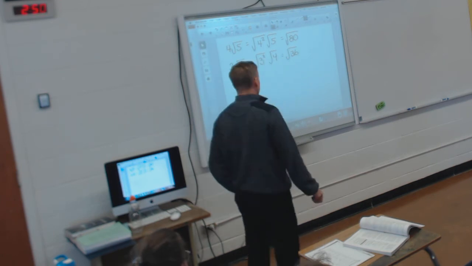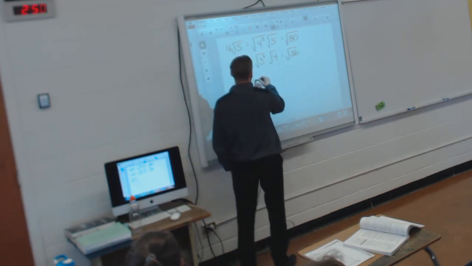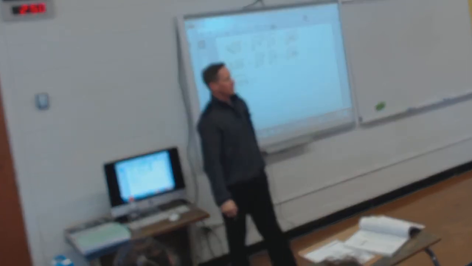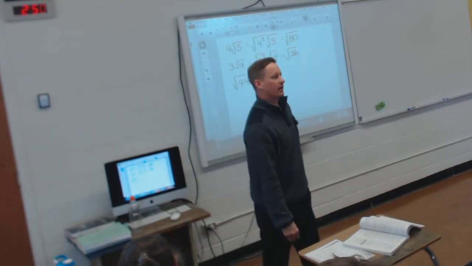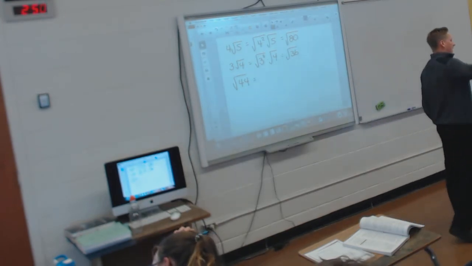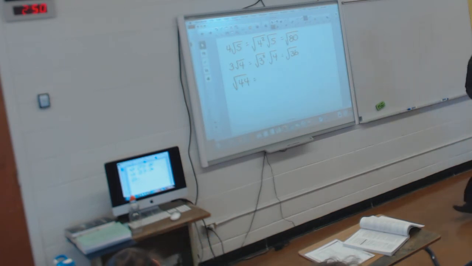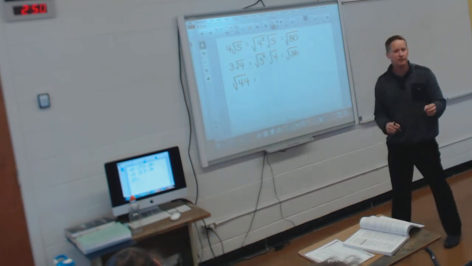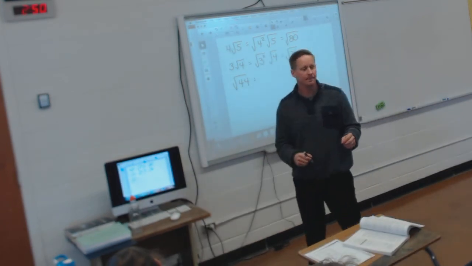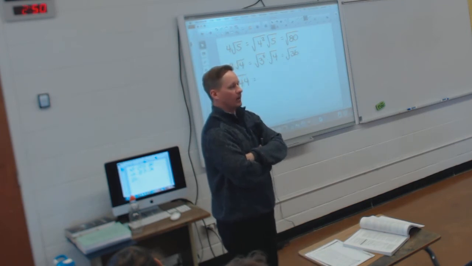Alright, let's make this a little more complicated now. Let's work the other way. We're going to work it backwards now. So now I'm taking an entire radical and I want to make it a mixed radical, which means I am looking for a perfect square that goes into 44. That's the first thing you want to identify. Is there a perfect square that goes into 44? What's the most obvious one?